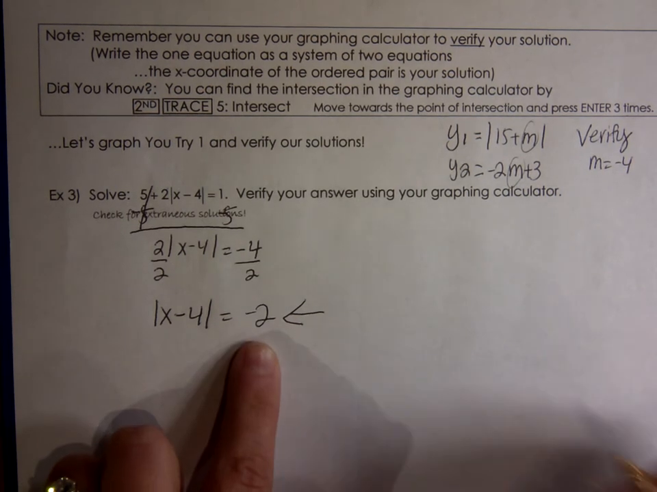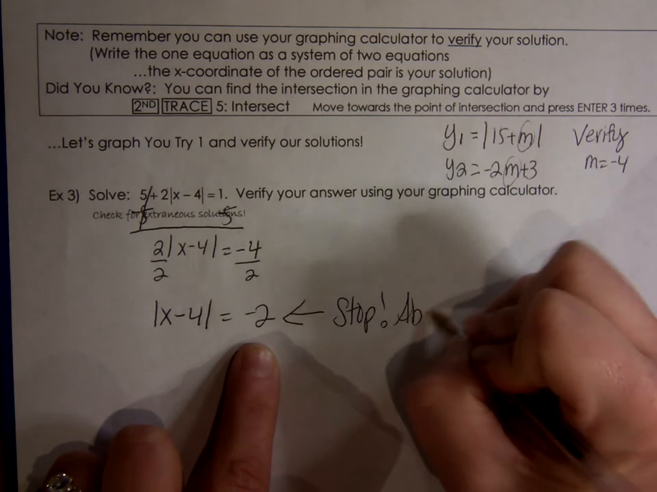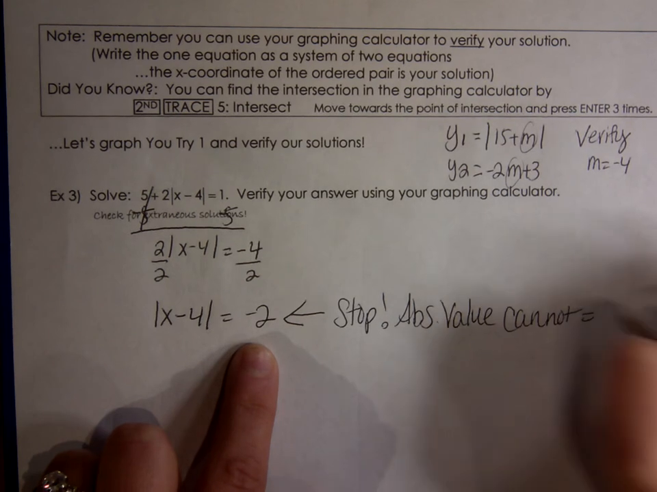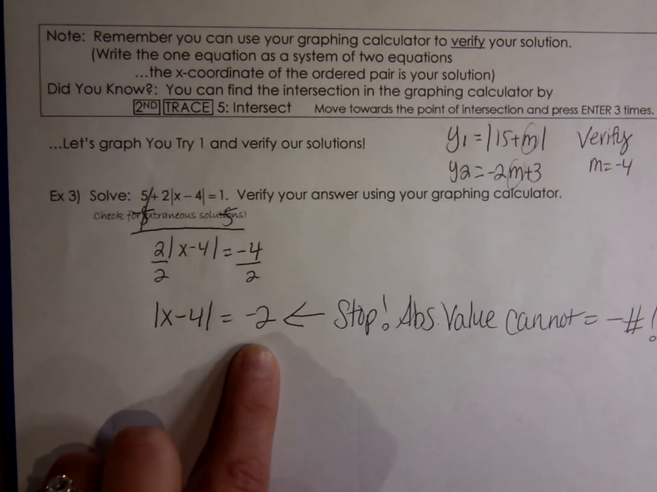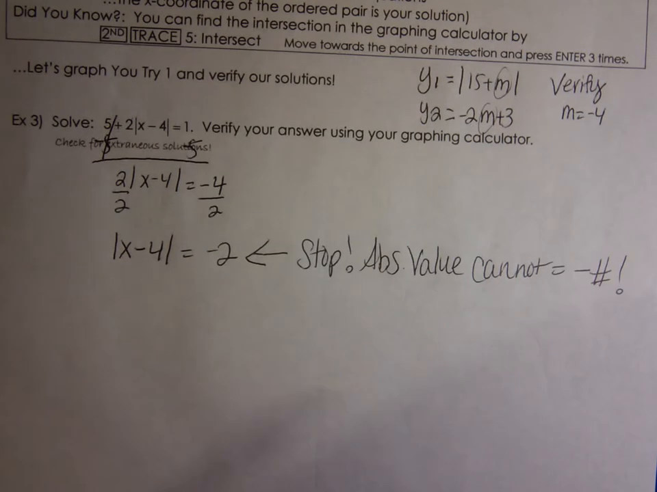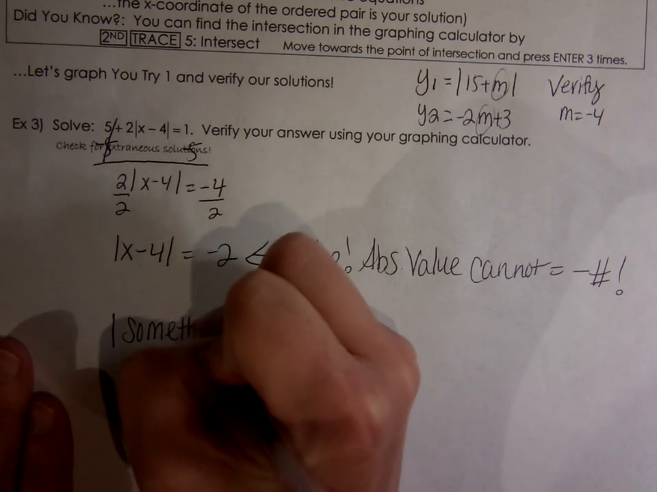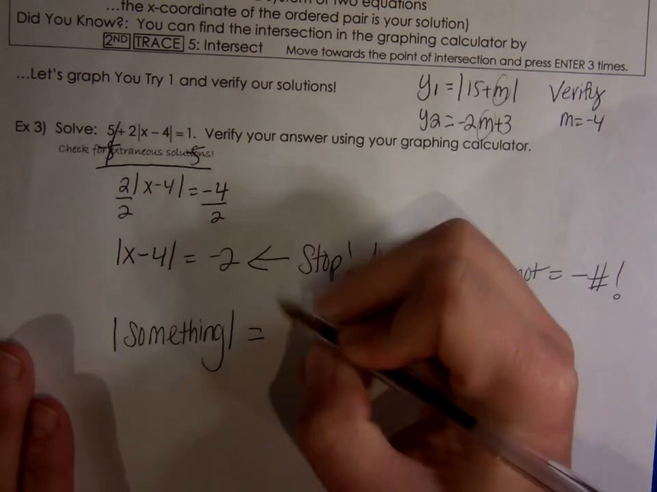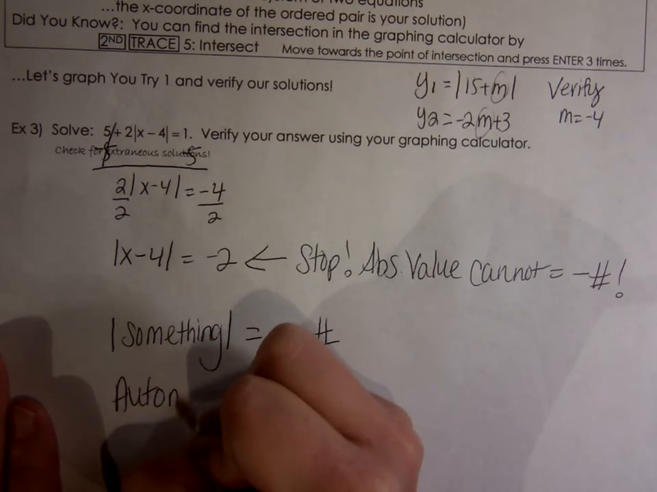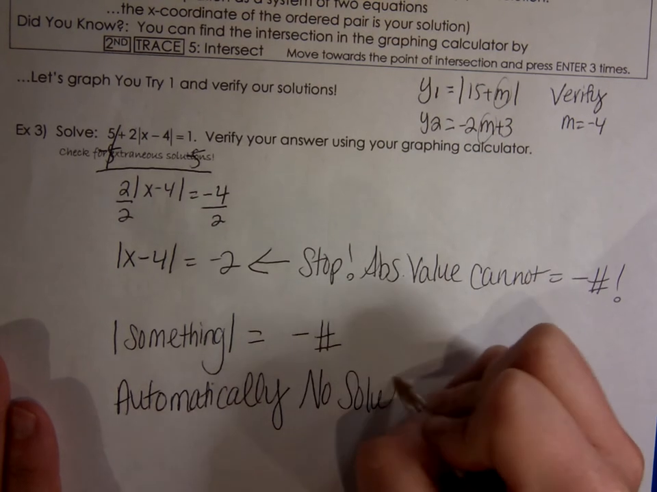So at this point, I want you guys to simply stop and say an absolute value cannot equal a negative number. And so because it cannot equal a negative number, we have to say automatically there would not be a solution. There is no solution to this problem. So whenever you see the absolute value of anything equal to a negative number, this automatically means no solution.